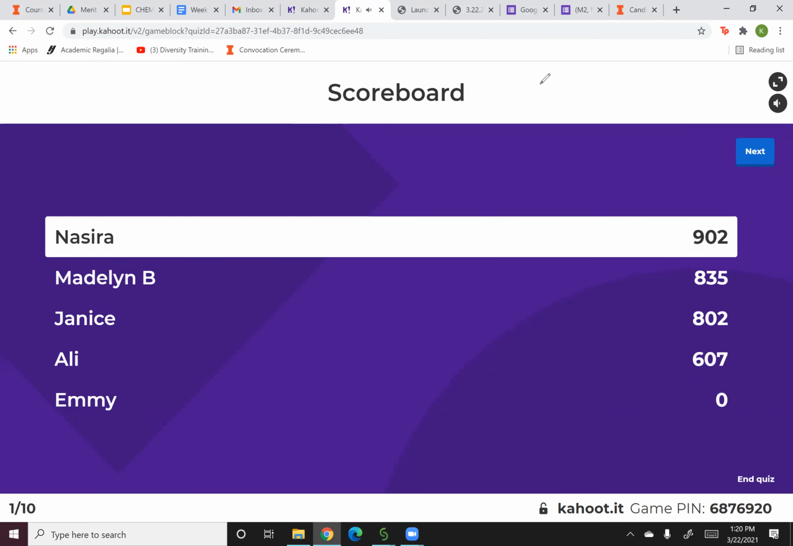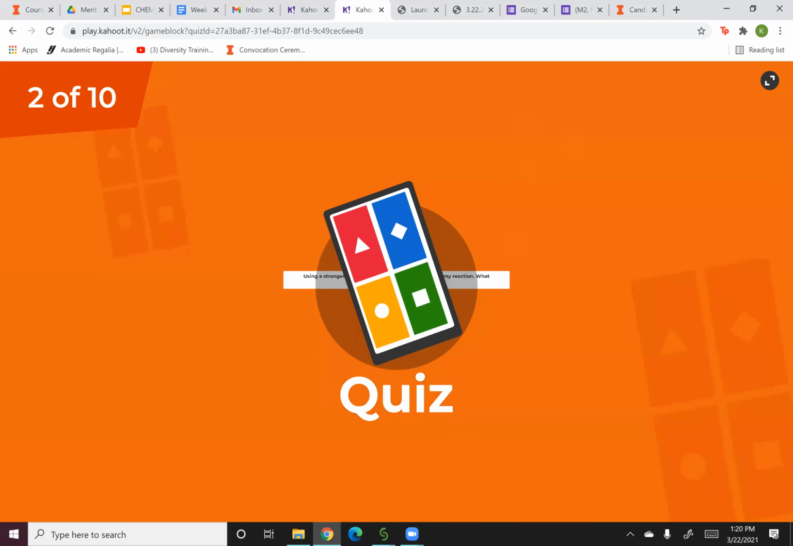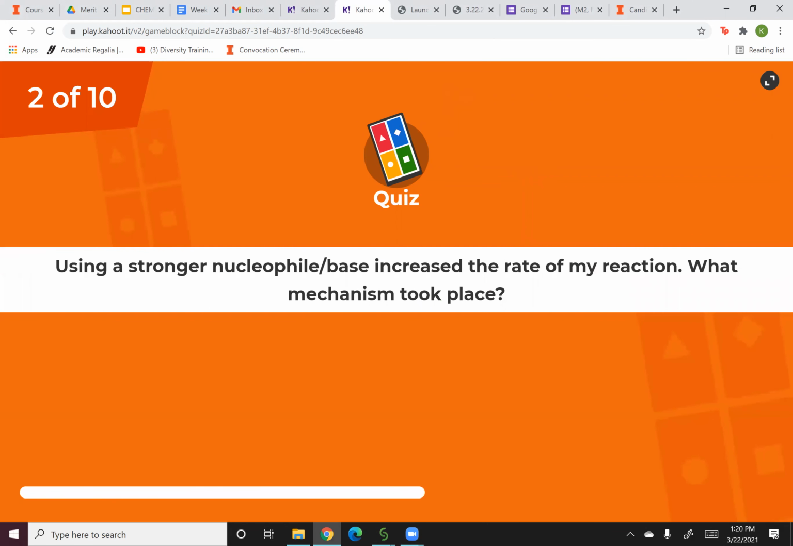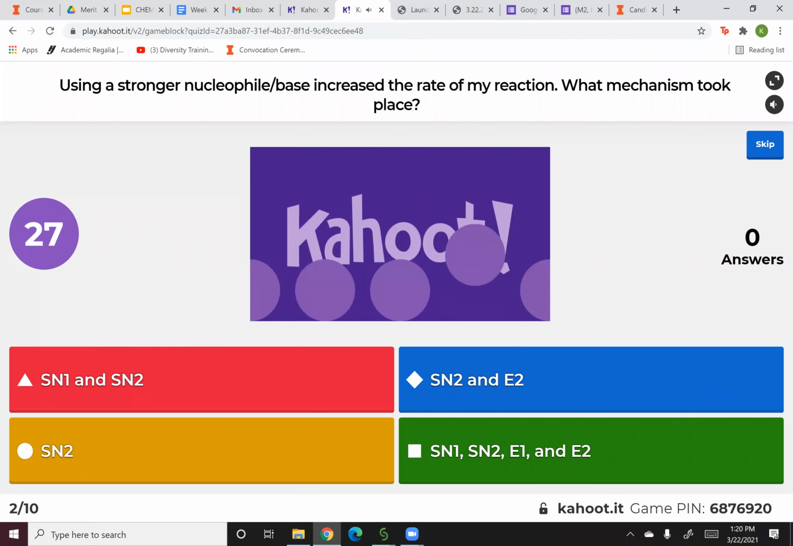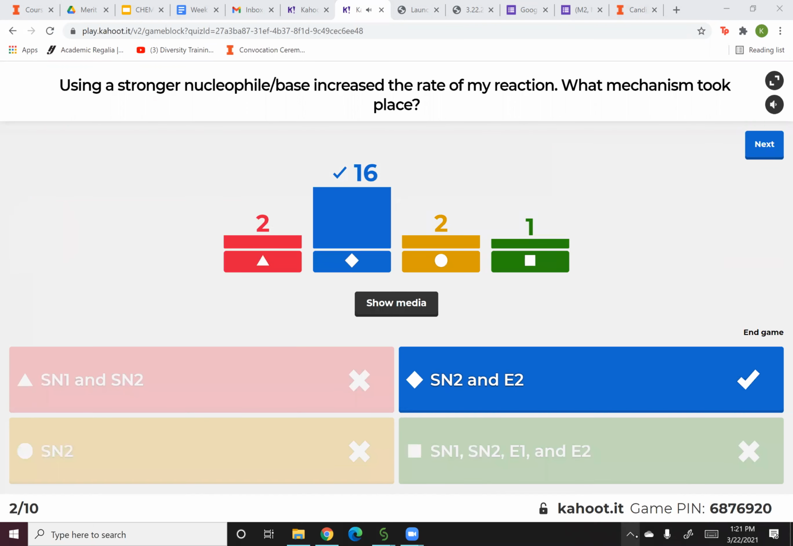All right, okay. So question 2. Using a stronger nucleophile or base increases the rate of my reaction. What mechanism had to have taken place? All right, okay. So we're saying SN2 versus E2. Does anybody want to go into more detail on that?